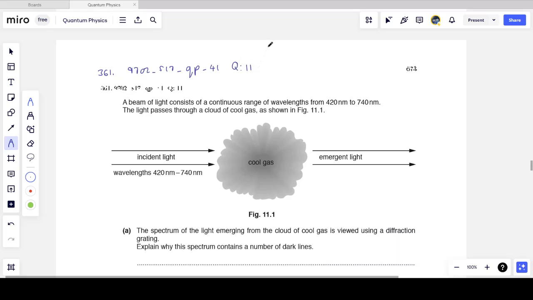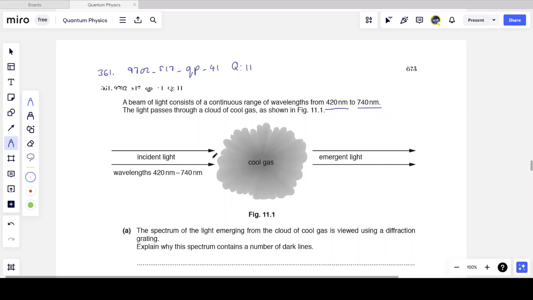So we are told that a beam of light consists of a continuous range of wavelengths from 420 nanometers to 740 nanometers. That's ROYGBIV, the violet all the way to the red end of the spectrum, so visible light. The light passes through a cloud of cool gas, as shown in the figure. And the spectrum of light emerging from the cloud of cool gas is viewed using a diffraction grating. So basically, like passing light through a prism, we allow the light to diffract, and then we look at the specific colors that come out.